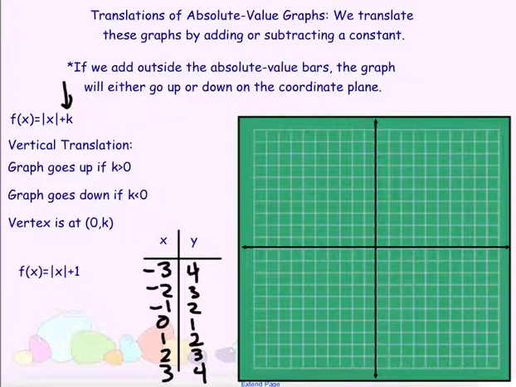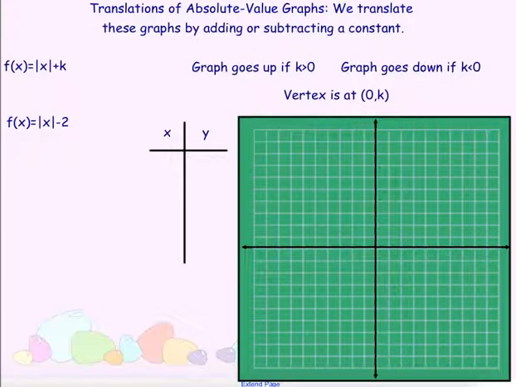Which means when I go to graph this, I have my vertex now at 0, 1, and I have my points on either side here. We still have that slope of 1, but now our vertex is not at the origin, it is at this 0, 1 because of this +1 on the outside of the absolute value function.